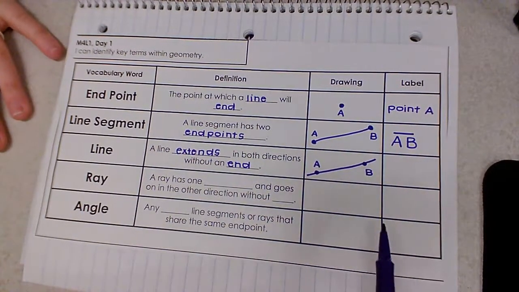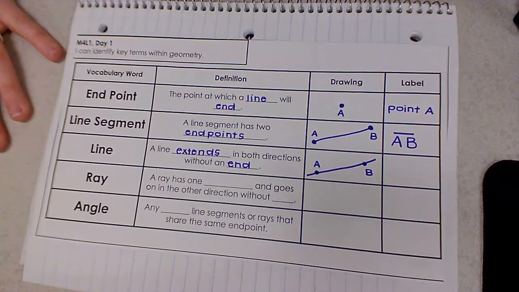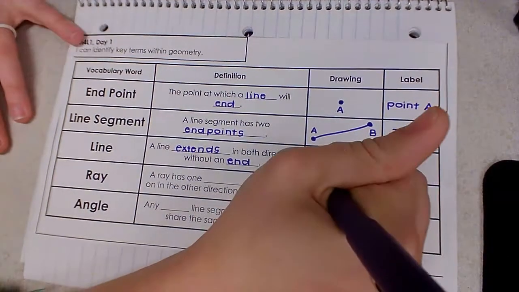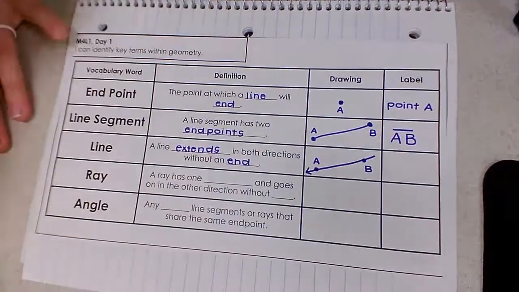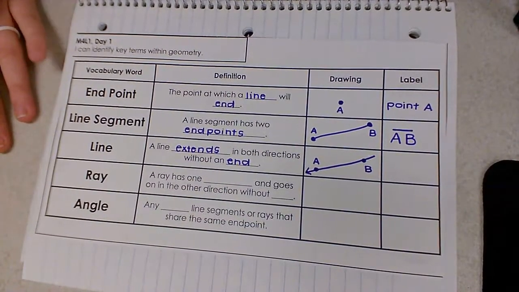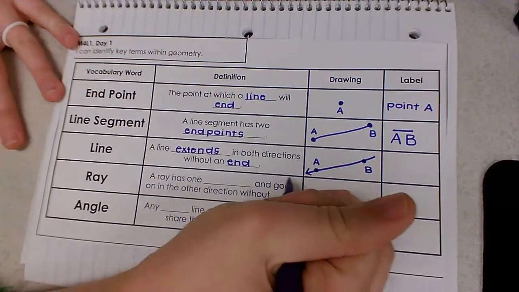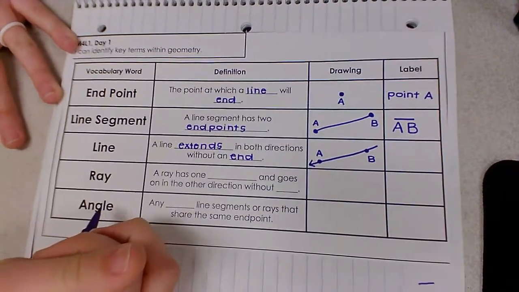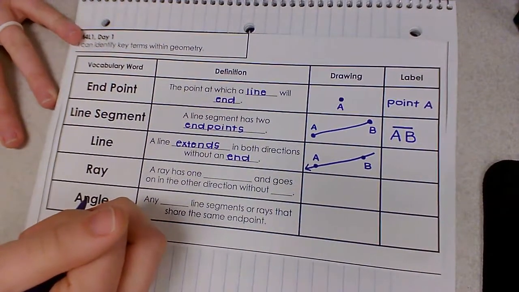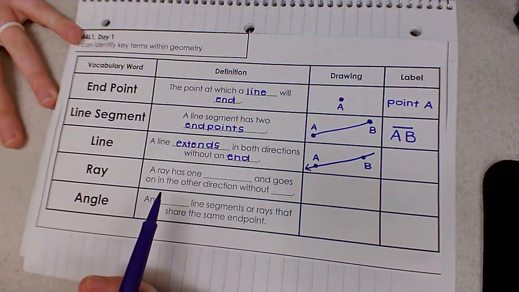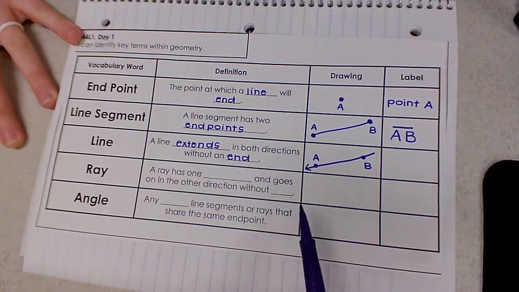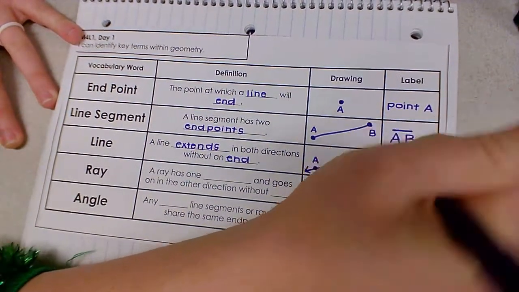Now, it's not realistic for me to sit here and draw a line that goes on forever. So mathematicians have created a label to show when you have a line that extends forever, and that's an arrow. If you see an arrow at an end, that means that direction extends forever. Because this is a line, that means that it's going to extend in both directions, not just in the direction of A, but also in the direction of B.